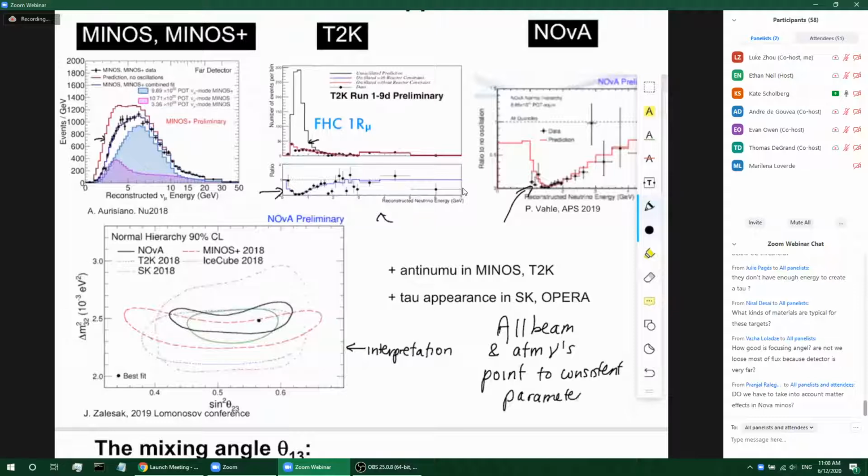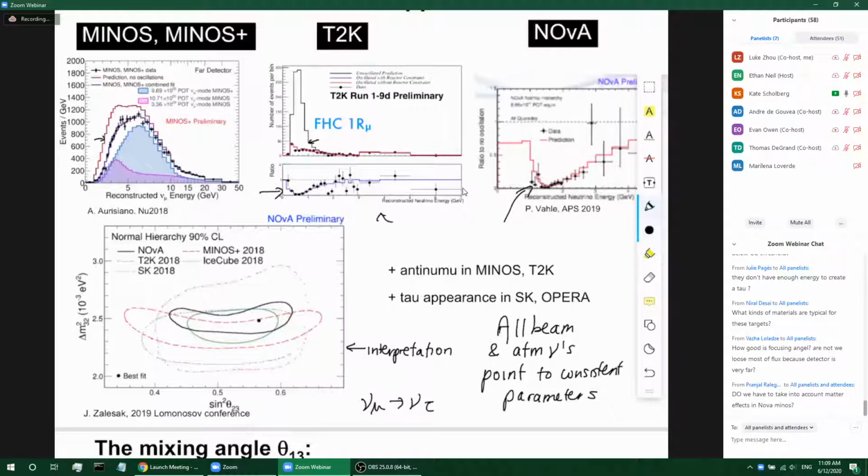I can mention also that there has been clear observation of taus. We actually know for sure that it's nu mu to nu tau. It's not just an unknown disappearance. There's enough tau appearance, a small amount, but enough, both from atmospheric neutrinos and also from the CNGS beam, to be clear that it's really tau appearance.